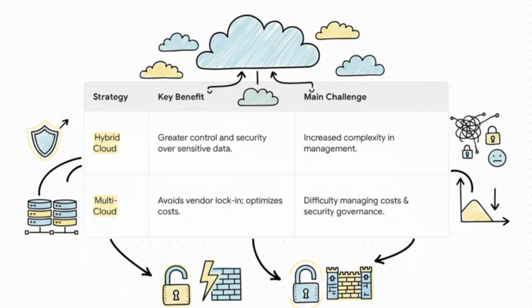Now, when it comes to the cloud environment, the choice isn't quite as clear-cut. It's all about trade-offs. As you can see here, hybrid cloud gives you a ton of control, which is great for security and older systems, but wow, managing it can get complicated fast. Multi-cloud is fantastic for avoiding getting locked into one vendor and for finding the best prices, but trying to manage costs and security across all those different providers can be a real nightmare. So the key takeaway here is there's no magic bullet. It really depends on what you need.